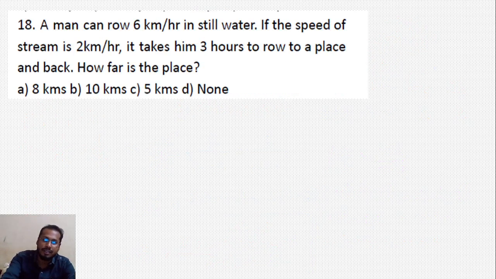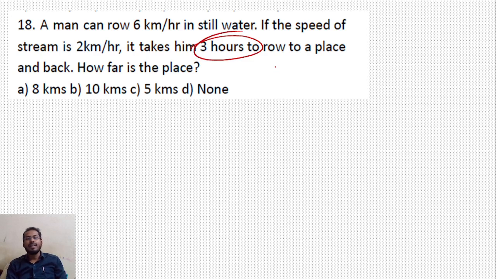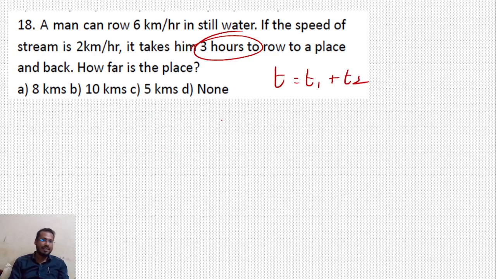Right, next question. A man can row 6 kilometer per hour in still water. The speed of the stream is given. It takes 3 hours. Same thing. Common time. Time is equal to time 1 plus time 2. Row to a place and come back. Correct? So time is 3 hours. Distance is not given, that is what we need to find.